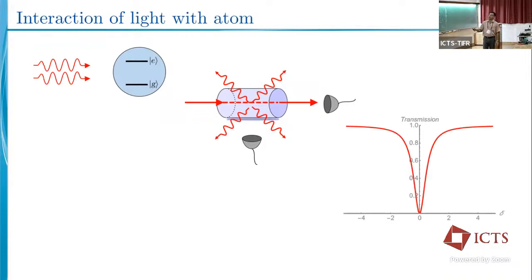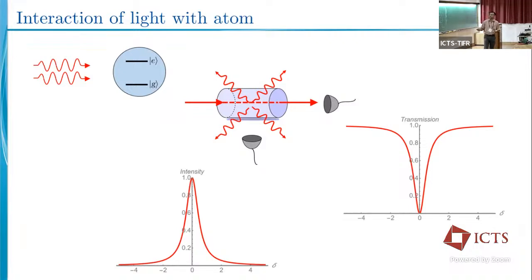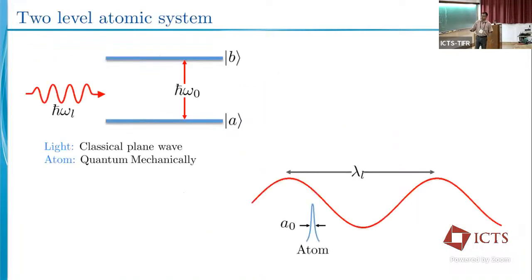Obviously, at resonance frequency, transmission will be less. And if I'm collecting the scattered light, then at resonance there will be more light. It will scatter more light. So these are simple things we already know. We read all these things in our bachelor's and graduate studies.